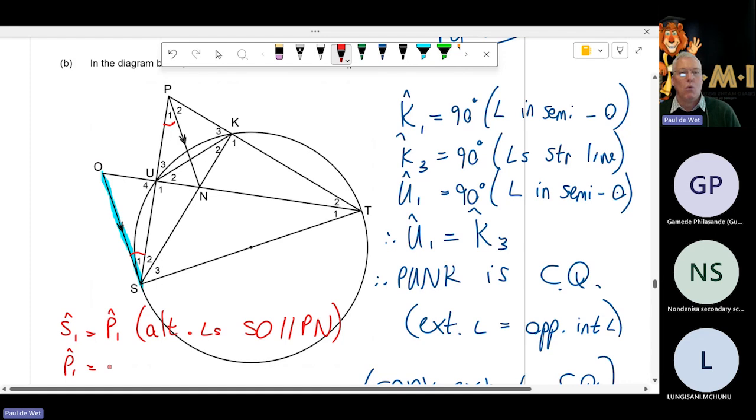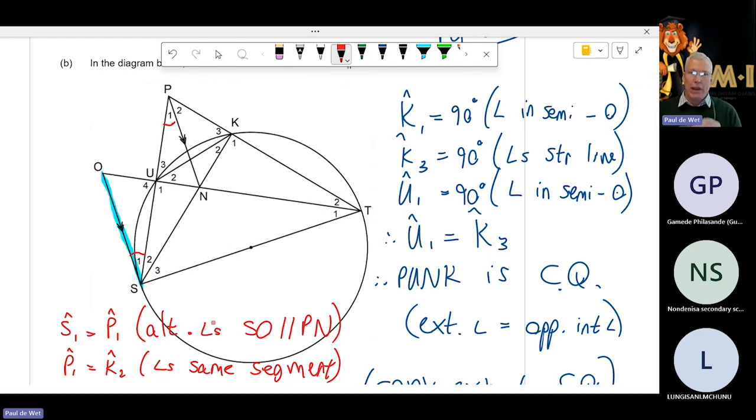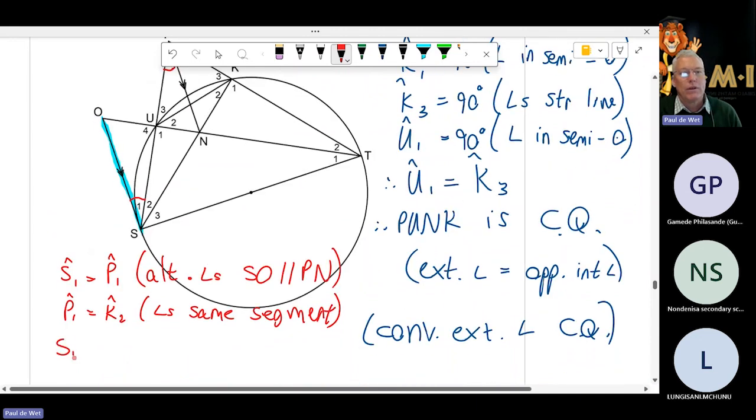Angle K2. Why? Brilliant. Now guys, it might be that you couldn't do part A. You couldn't prove the cyclic quad. However, and this is really important, you can still use the cyclic quad result. This thing is a cyclic quad, and because it's a cyclic quad, you're absolutely right. So now what? Therefore, angle S1 is equal to angle K2.